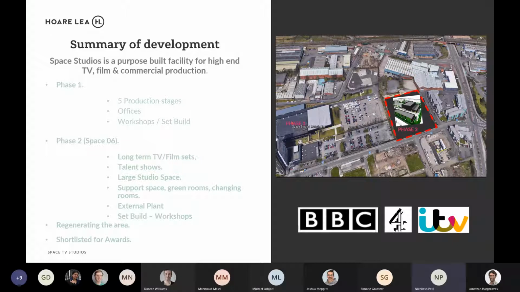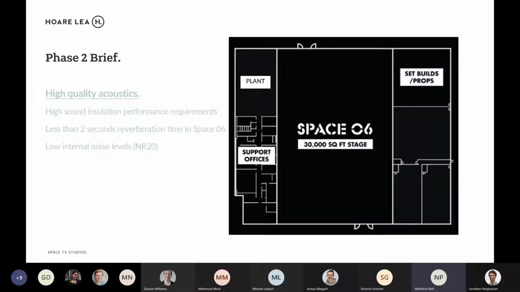And obviously this needed to be very high-end and high profile, because it's not just a typical residential project. It's a high performance acoustic project. So the brief was clear, and the requirements were also very onerous. As I said, the brief: high quality acoustics, high sound insulation, very low internal noise levels, and meeting the exact reverberation time requirements in the studios.